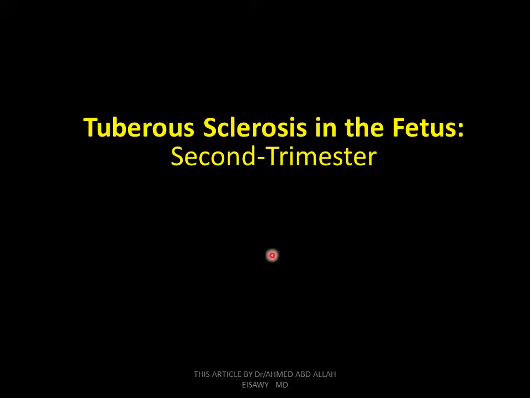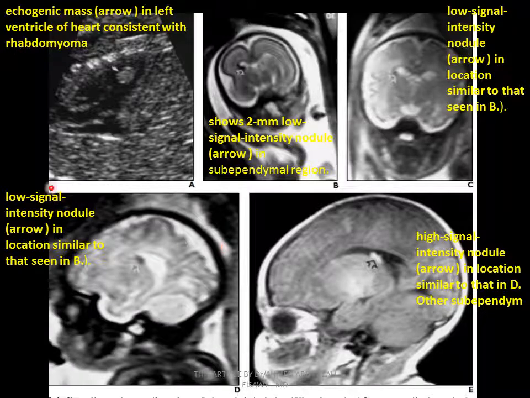This is the diagnosis: tuberous sclerosis in the fetus, second trimester. Firstly, an echogenic mass in the left ventricle of the heart, consistent with rhabdomyoma. Another 2 mm low signal intensity nodule in the subependymal region, subependymal nodules in tuberous sclerosis. Low signal intensity nodule, as we see, similar to that periventricular. Low signal nodules in a location similar to those seen. High signal intensity nodules in a location similar to those seen in others. These are subependymal nodules seen in tuberous sclerosis, to be differentiated from heterotopia and other subependymal nodules.